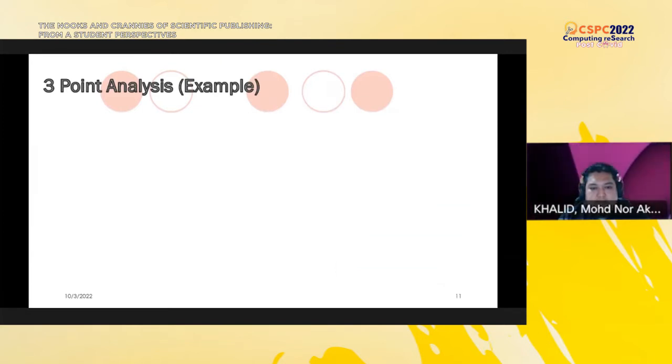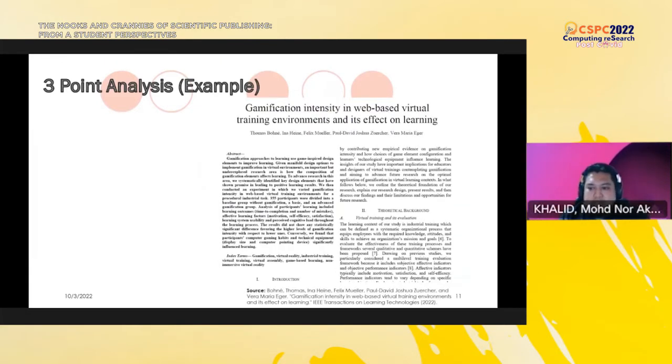Then we can see from an example. Let's say we have this publication, right? So let's say you want to extract what are the values, what are the problem, what are the trick. So you can see from the abstract and the title, gamification intensity in web-based virtual training environment and its effect on learning. So we can say that the trick might involve some kind of gamification intensity and some form of web-based virtual training environment. And the value might be on learning.